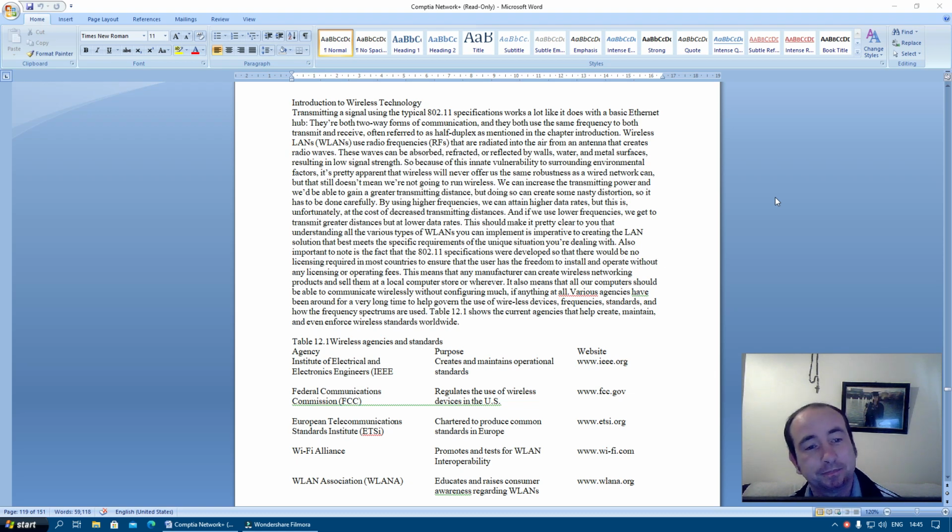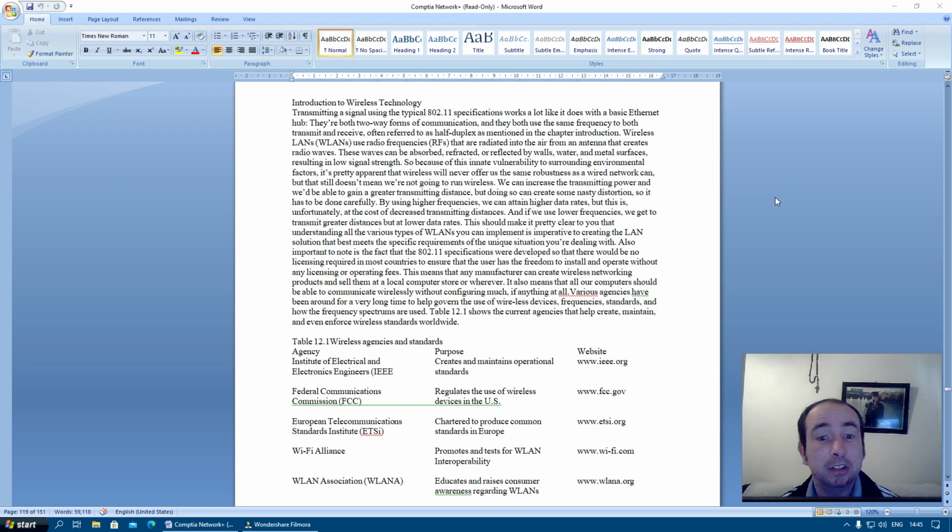Wireless LANs, WLANs, use radio frequencies (RF) that are radiated into the air from the antenna, which creates radio waves. These waves can be absorbed, refracted or reflected by walls, water and metal surfaces, resulting in low signal strength.